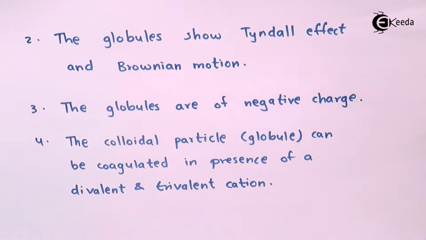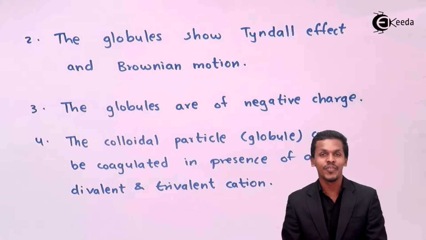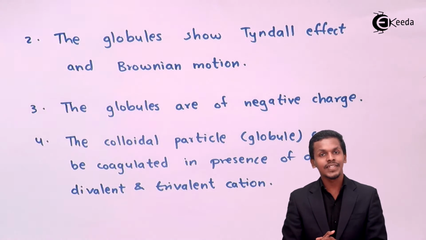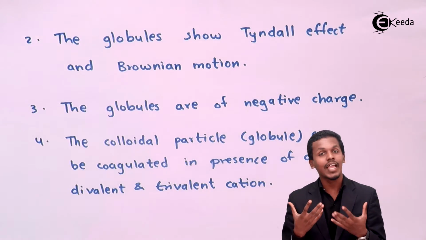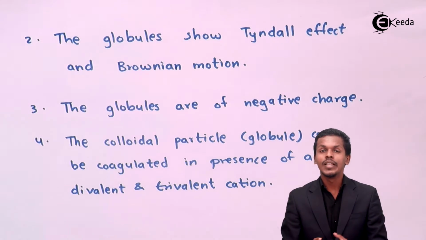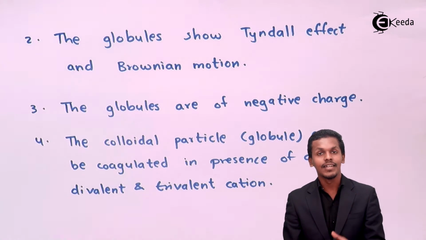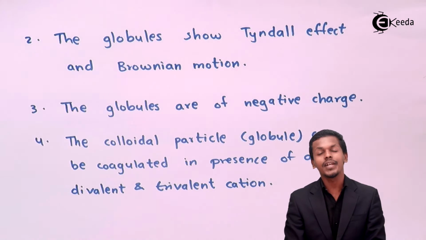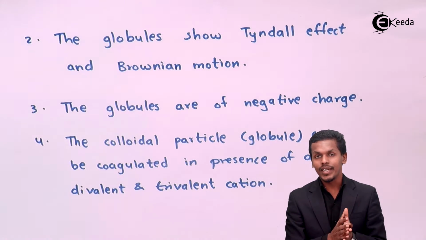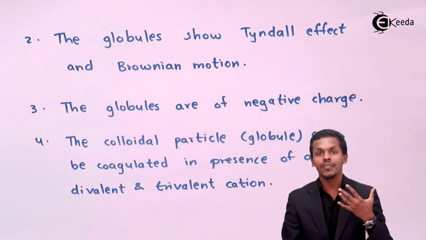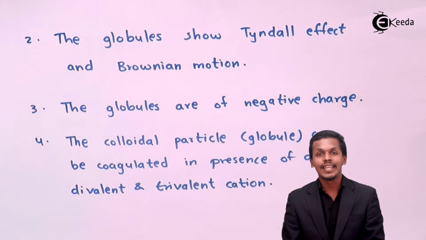Since we are talking about globules, that is colloidal particles, they can be coagulated. We know that colloidal particles can easily coagulate with the various methods that we have discussed in our previous section. This coagulation can take place with the help of electrolytes, and the electrolyte should consist of a cation that is either divalent or trivalent. So the globules, or droplets, can be easily coagulated when we add an electrolyte consisting of a trivalent or a divalent cation. So these were the four properties that I was talking about.